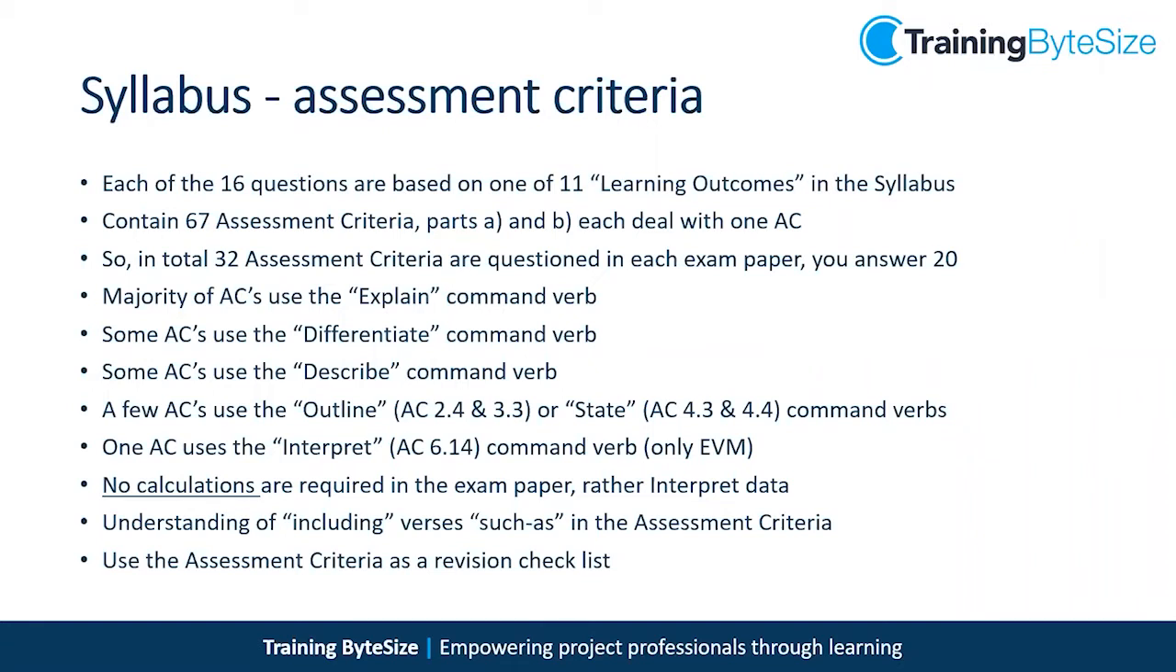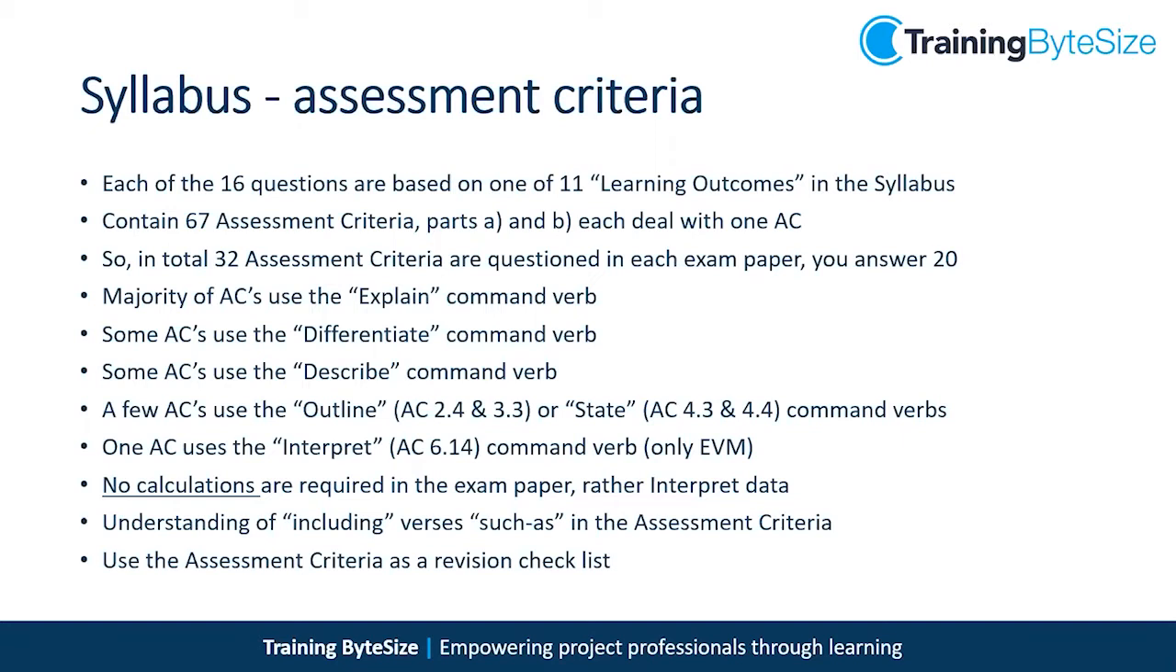There are 67 assessment criteria. Part A and Part B each deal with one of those assessment criteria. So there's a lot they can choose from here. One thing I will say is that the sample paper which you have access to is a sample paper. They're not necessarily real questions. So there's a huge bank of questions they can ask based on those 67 assessment criteria.